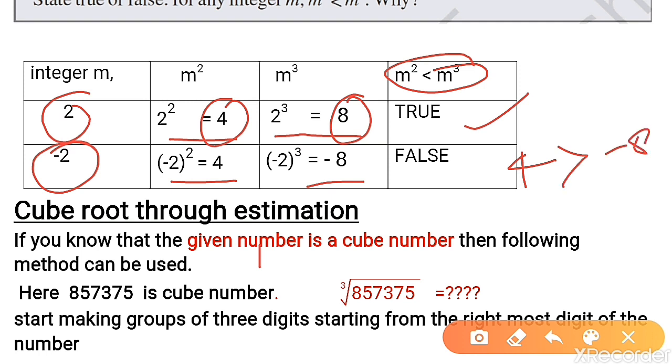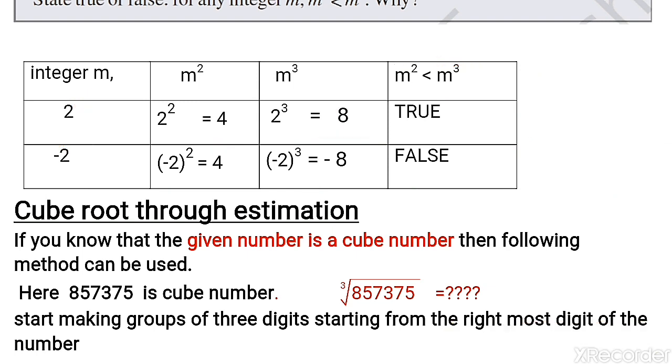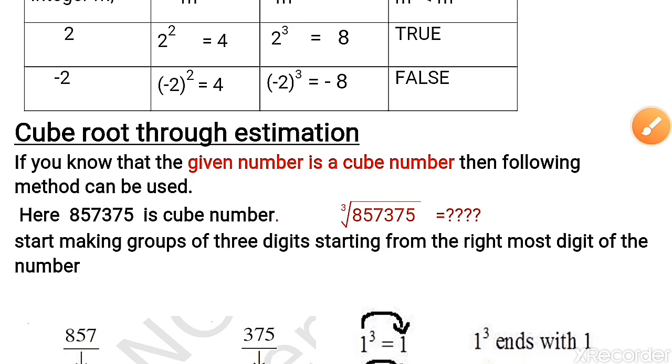Now 4 is greater than -8, but it is asked whether m square is less than m cube. So here this is the converse. We can say that 4 is greater than -8, so the statement is false.